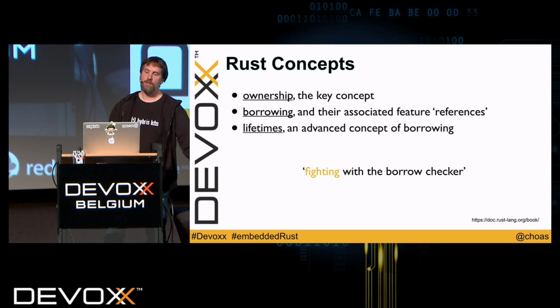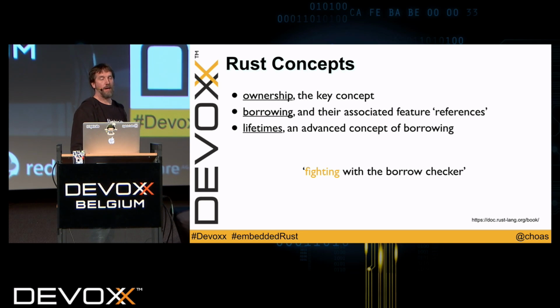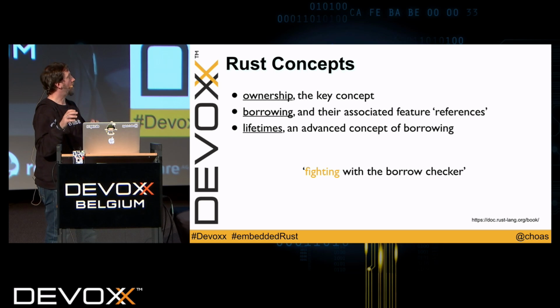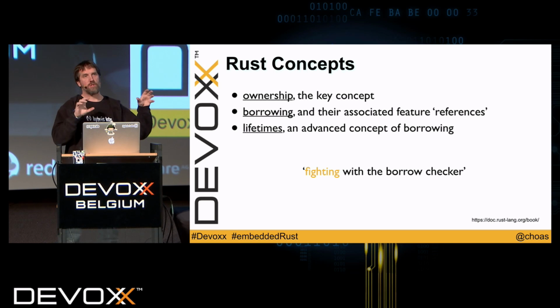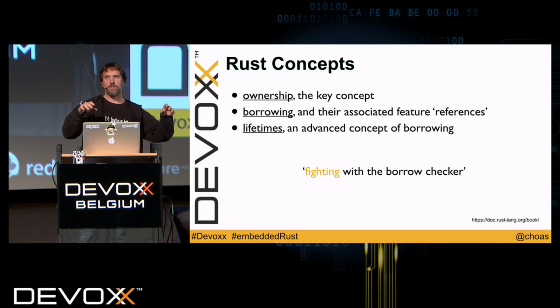So the key concept is ownership. And then we have borrowing and references, and the lifetime, which is an advanced concept of borrowing. So I will show you now some ownership and borrowing code examples.